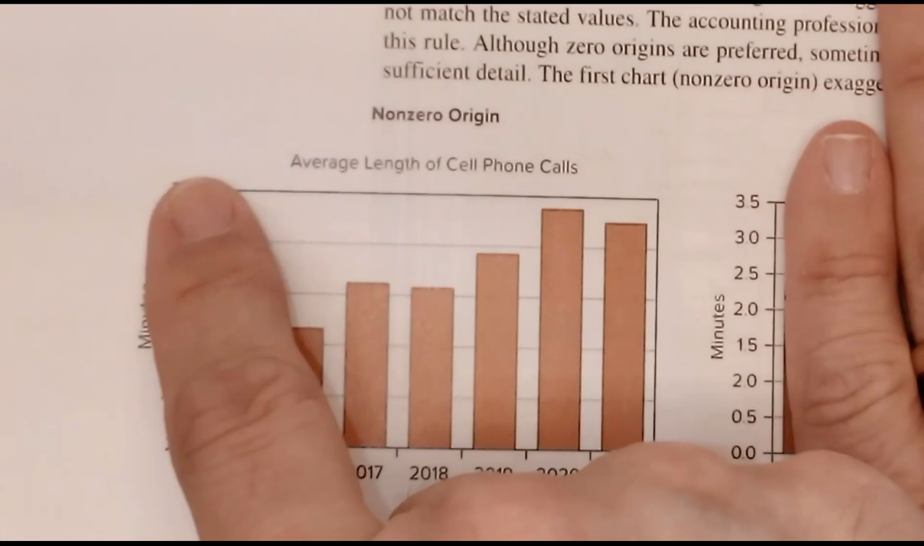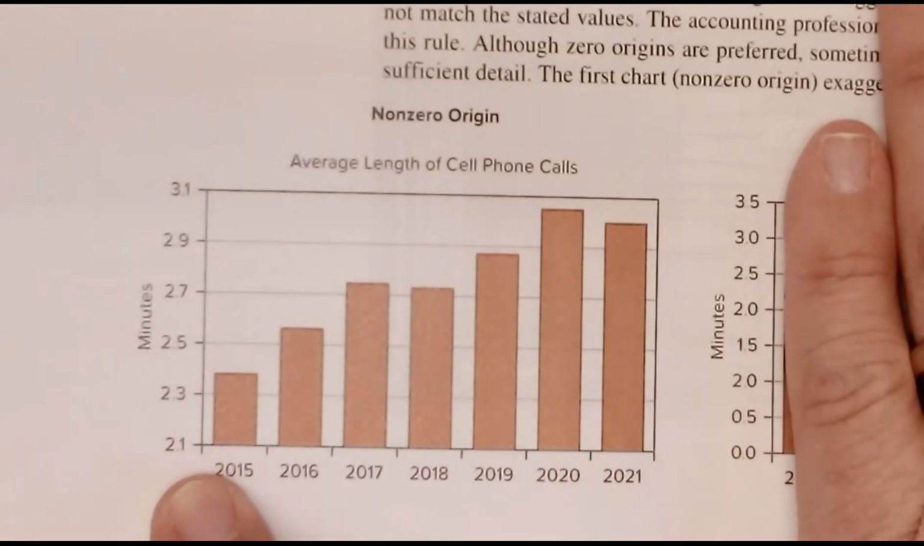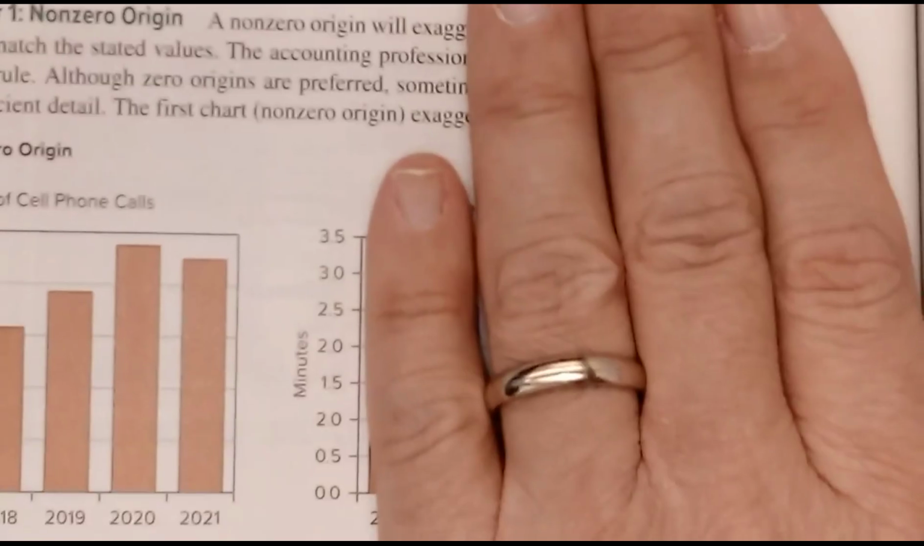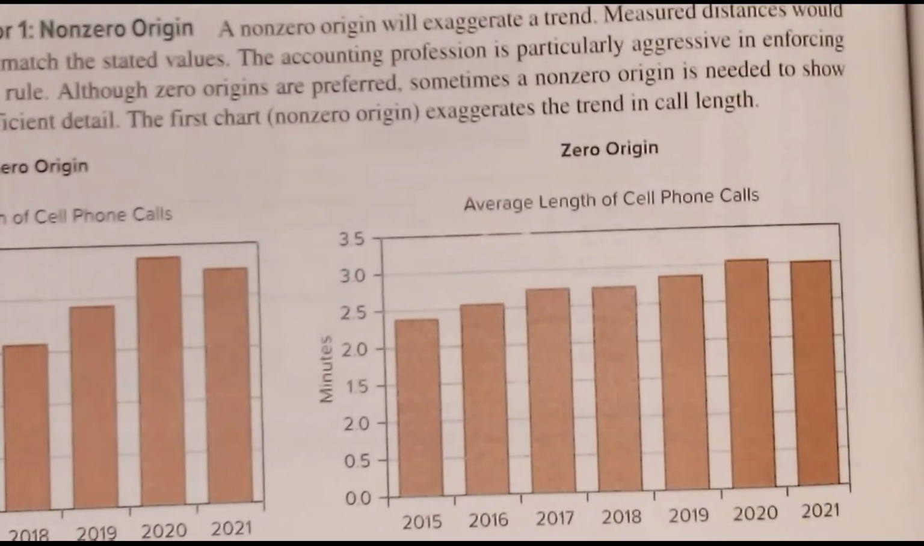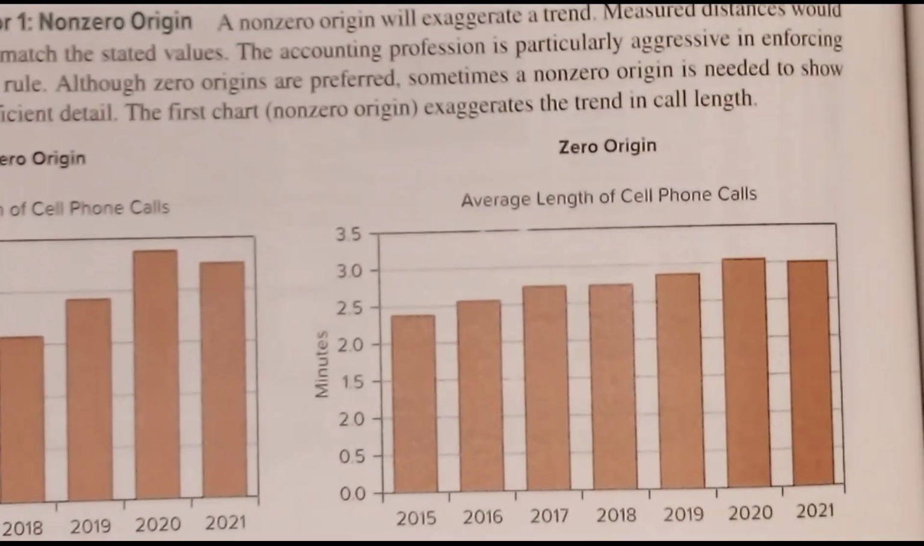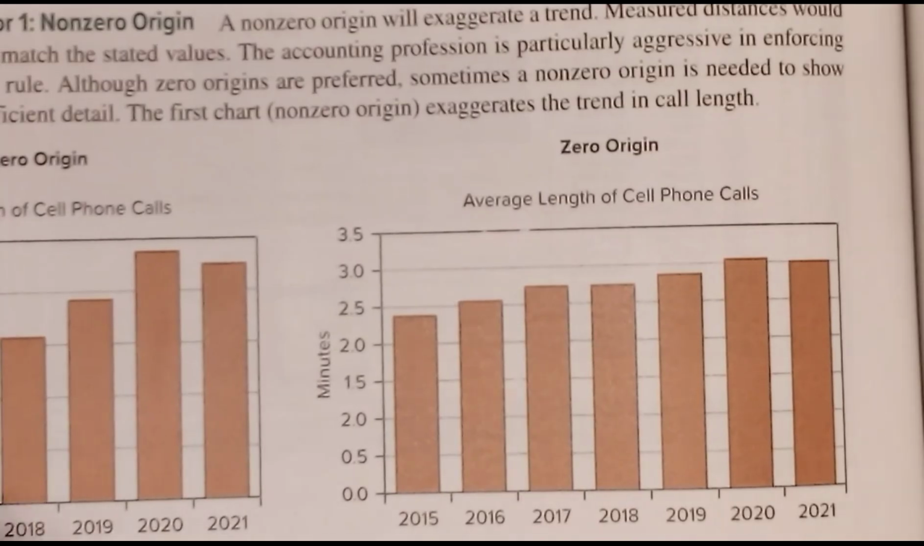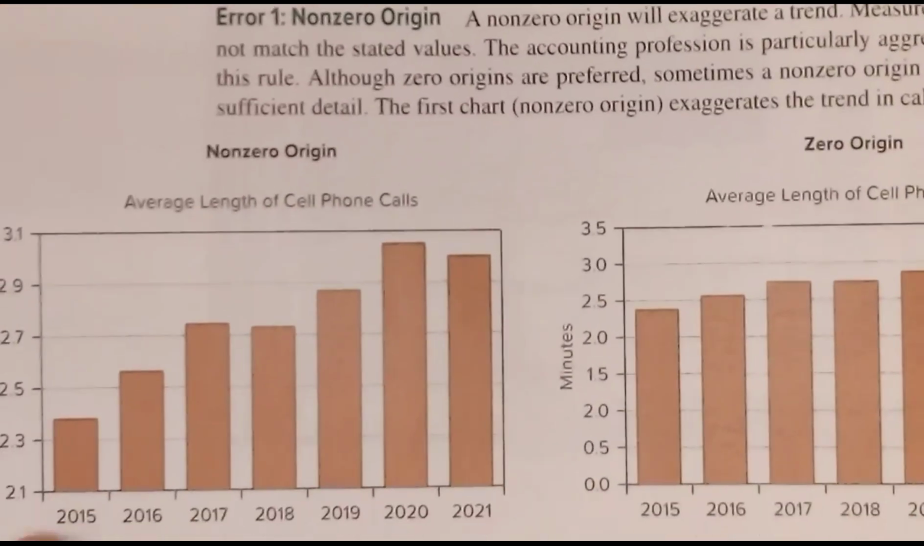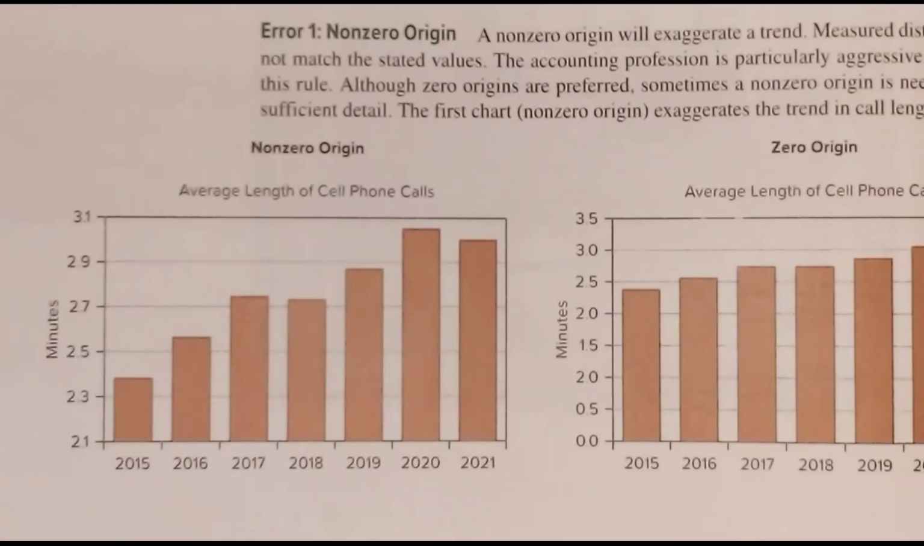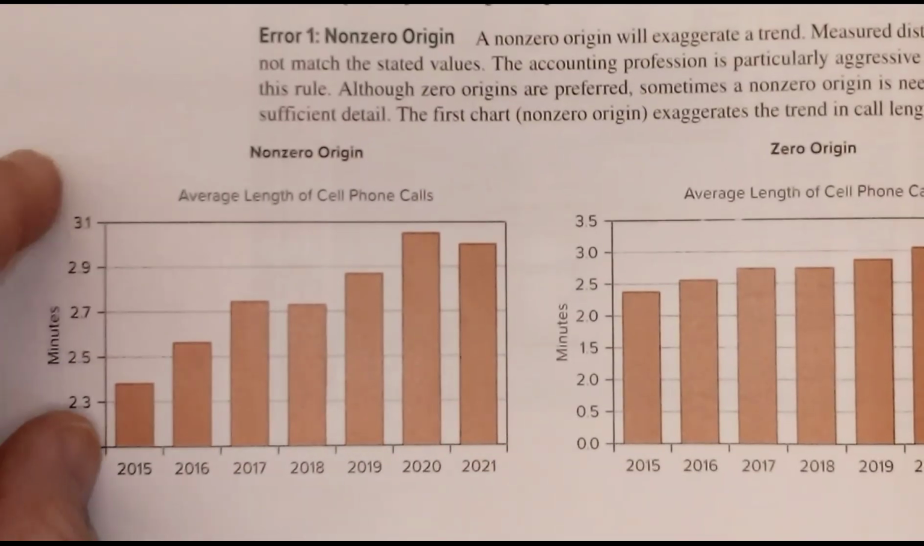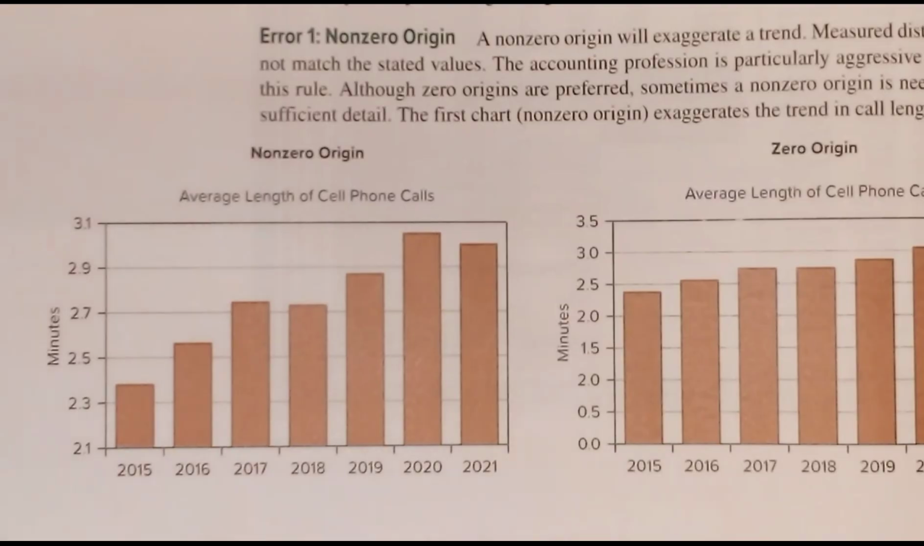Going up by 0.2s, and it doesn't start at 0. It starts at 2.1. If I actually make this start at 0, it's a huge difference in cell phone calls, right? No. This exaggerates the difference because it stretches out what I want to see.